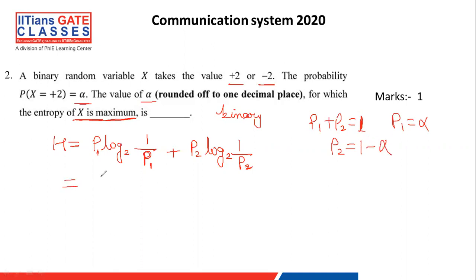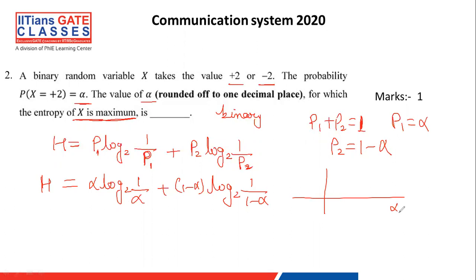So let's write it. It will be alpha log 2 1 by alpha plus (1 minus alpha) log 2 1 upon (1 minus alpha). This is the H. Now let's plot this H with respect to alpha. If you plot it, you will get a curve that looks like this, where alpha will vary from 0 to 1.